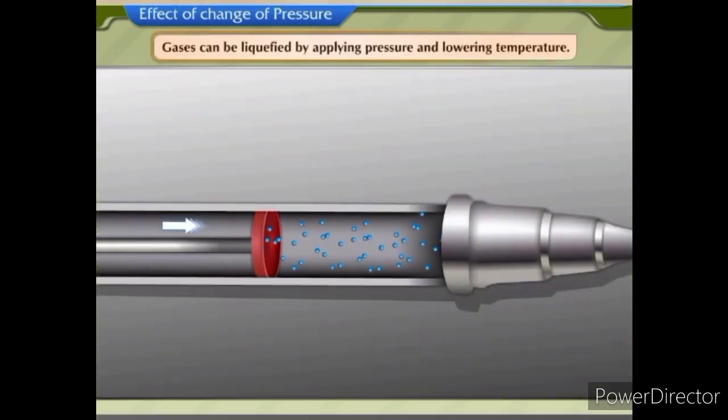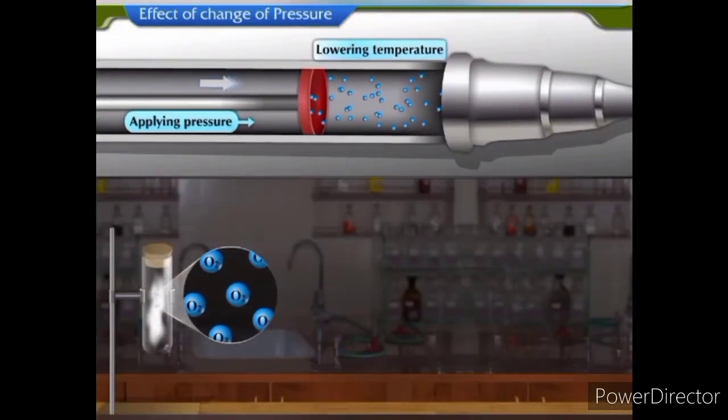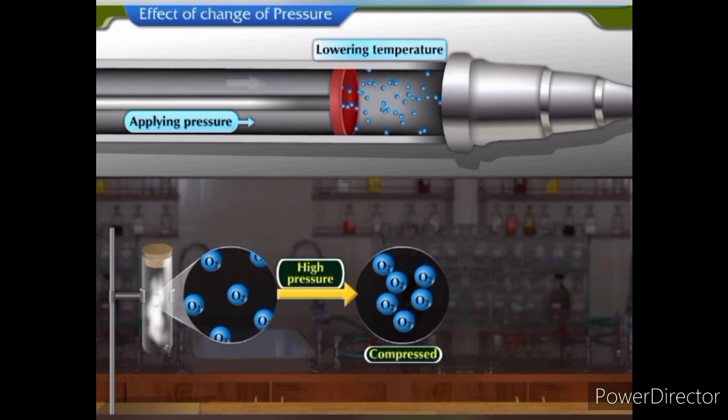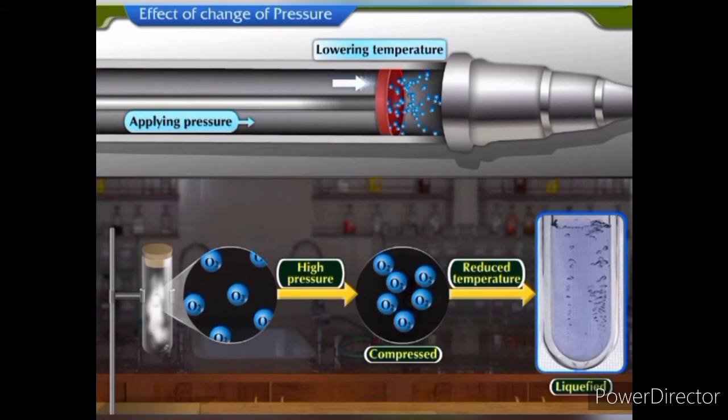Gases can be liquefied by applying pressure and lowering temperature. When a high pressure is applied to a gas, it gets compressed, and if the temperature is lowered, the gas is liquefied. Let us understand this.